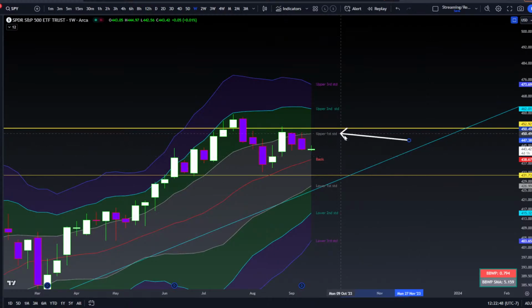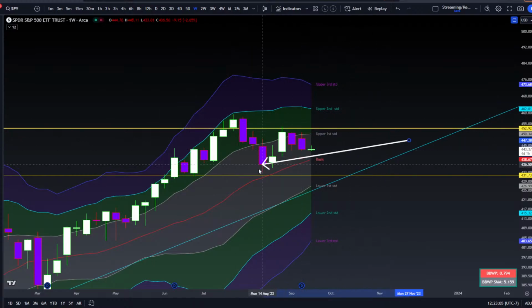If we do see a reclaim of the upper first, which is again coming in at 450, that daily would turn as well, or it would already be turned. And any closures above there need to see close above 452 to go test the upper second area by the highs at 460 or so, maybe 465.